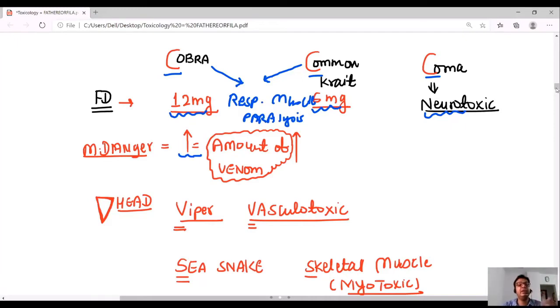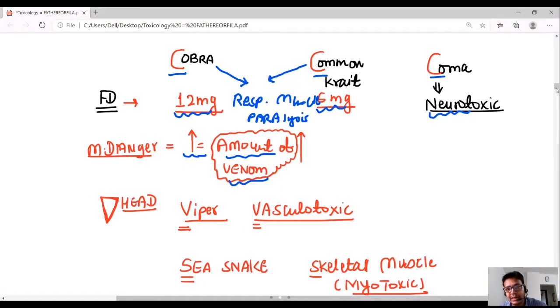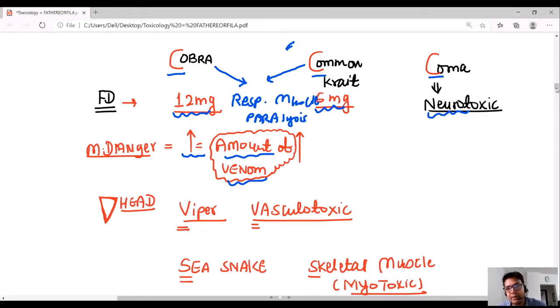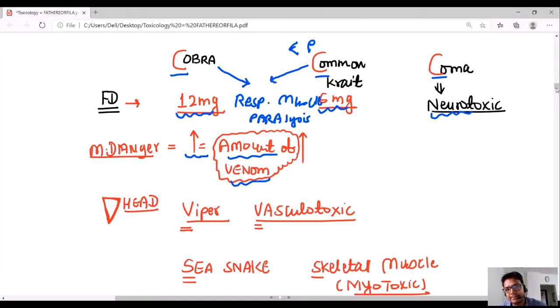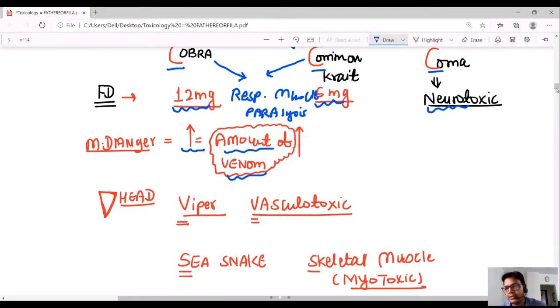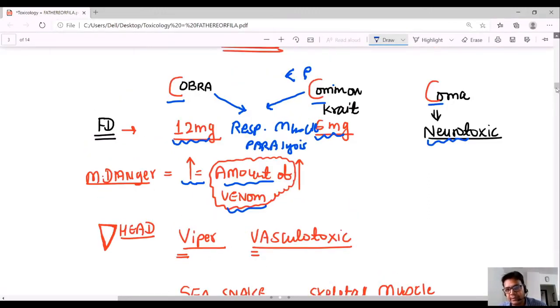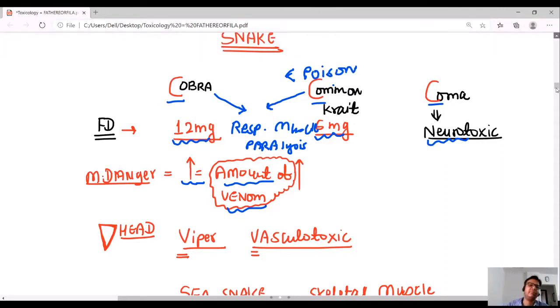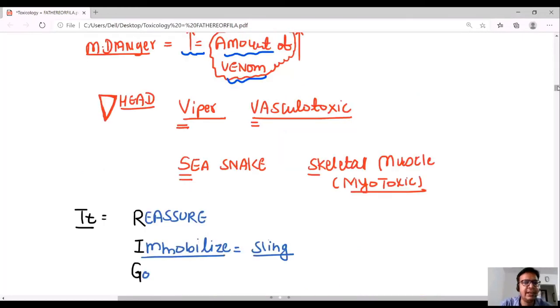Most dangerous is cobra. Why? Actually, if you see, more poisonous is common krait, but most dangerous is cobra because the amount of venom secreted is more in cobra. Common krait is more poisonous, but cobra is more dangerous. The reason is that the amount of venom secreted is more in cobra. Both cause respiratory muscle paralysis. CCC.